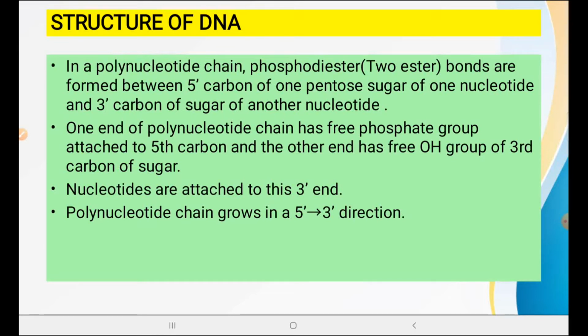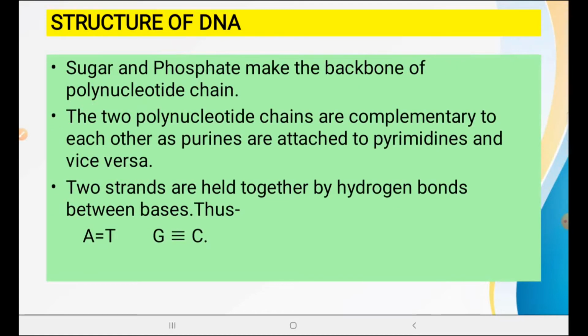The nucleotides are attached to this 3' end. Remember it, the elongation of the DNA chain occurs by the attachment of a new nucleotide to this 3' end of the pentose sugar. Got it? So the polynucleotide chain grows in a 5' to 3' direction. That is the reason why the polynucleotide chain grows in a 5' to 3' direction. Got it? Now let us come to the next slide.